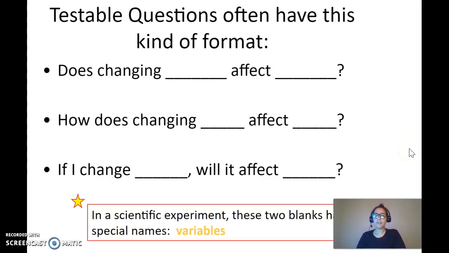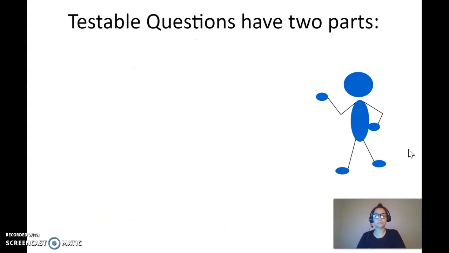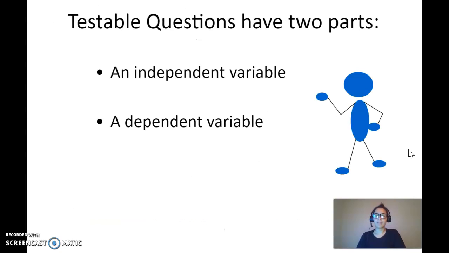So you may have noticed that these blanks are going to be where our variables come in. So we have the independent variable, which is the thing that I change as the scientist, and then we have the dependent variable, or the thing that we are measuring. So again, an independent variable and a dependent variable have to be in a testable question, very much like a hypothesis.